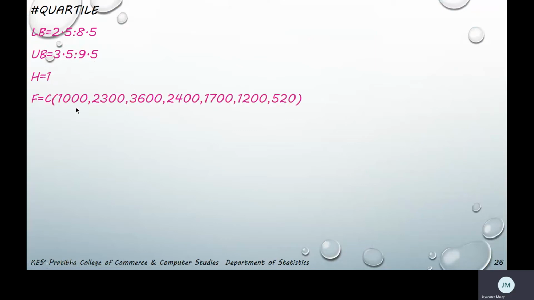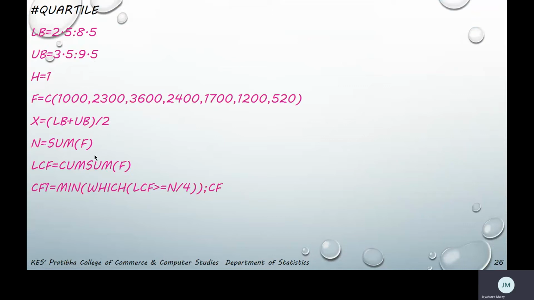Then we enter the frequencies for the given class intervals using the C function, or combine function. Then we calculate the mid value x of the class intervals by LB plus UB divided by 2. We take the sum of all frequencies by the SUMF command. Then we have to calculate the less than cumulative frequencies. So we use the sum function here.